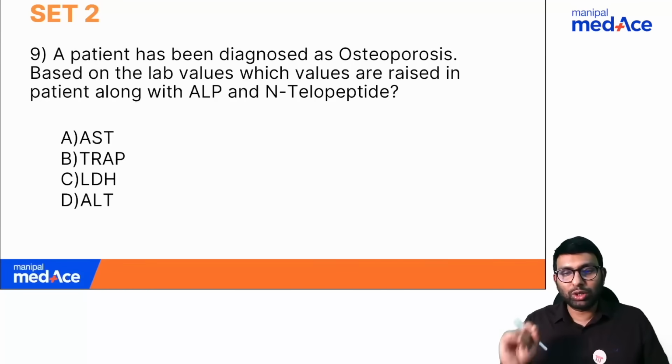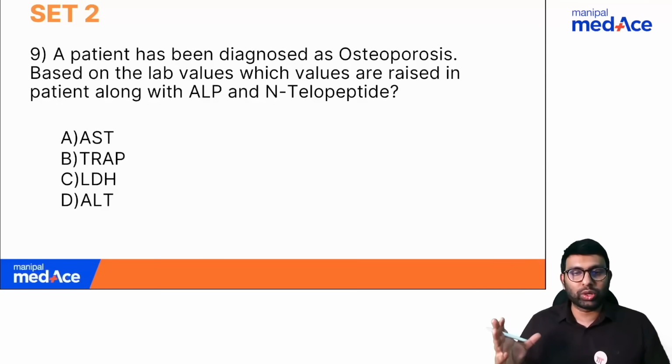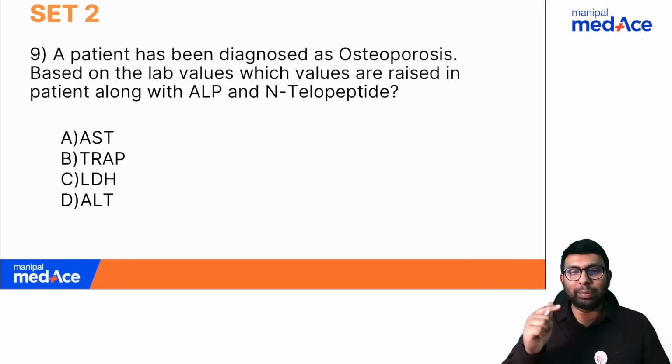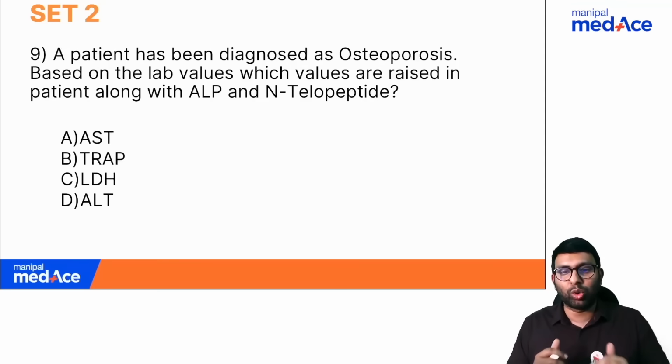The ninth question was asked from basic sciences. For a long time there hasn't been any question asked from basic sciences, but now they've asked one. So what is the question here? They've told you that the patient is osteoporotic, and based on the lab values, which value will you think is increased other than ALP and N-telopeptide? We know that in osteoporosis, osteoclastic activity is more, because of which the bone quality reduces and the bone becomes porous.